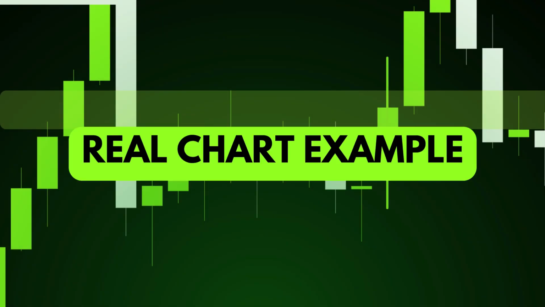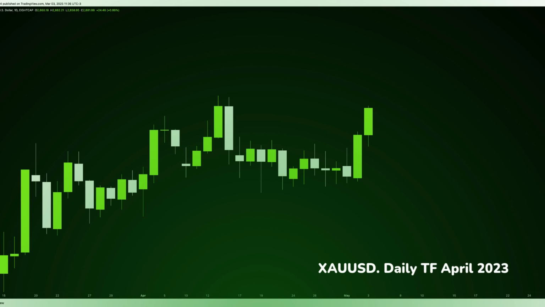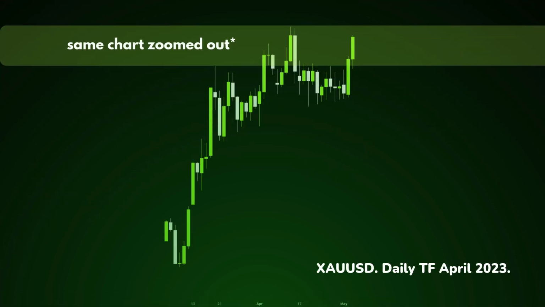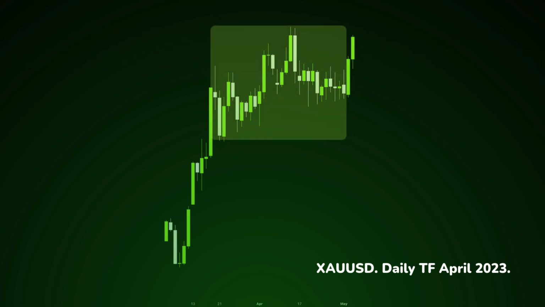Okay, let's look at a real-life example. And here we're going to look at gold on the daily time frame. Up until this point, we can see that price has respected this area indicated as a level of resistance. We can see here that price has been in a fairly strong uptrend for the last couple of months. We can also see where we've highlighted here with this rectangle that there were a few weeks where price did consolidate between that ranging period.